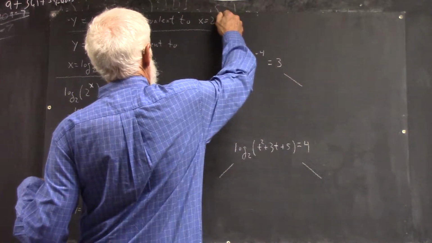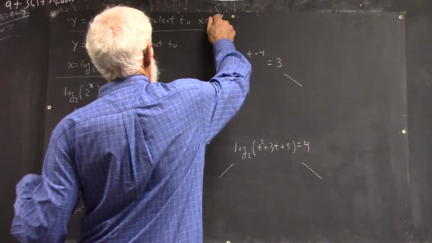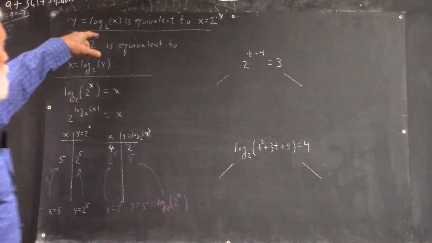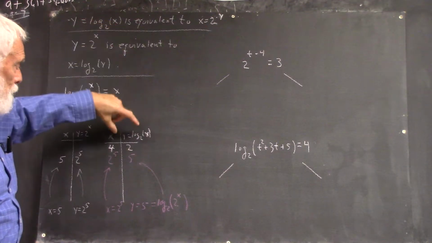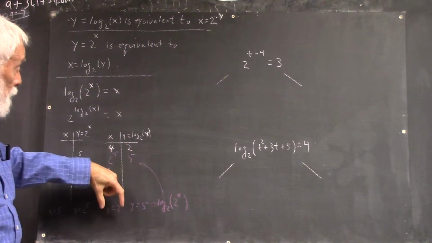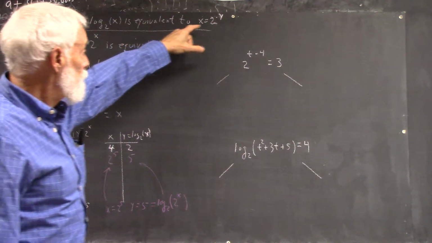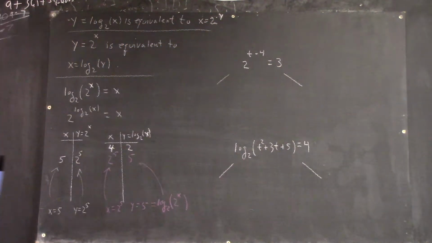in handling this board, I kind of erased that line. Okay, top line here says that y equals log base 2 of x, which would be this, so here are your columns, is equivalent to x equals 2 raised to the y.